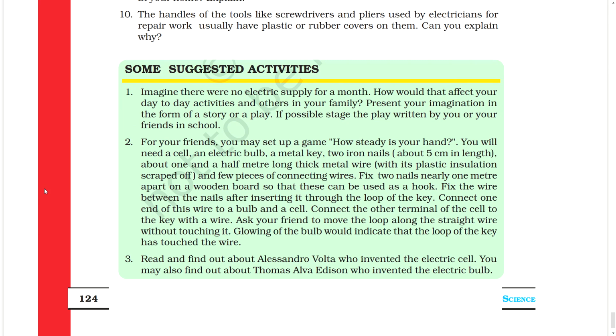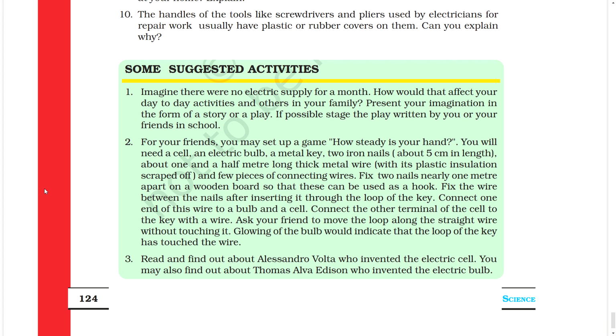Some suggested activities. 1. Imagine there were no electric supply for a month. How would that affect your day-to-day activities and others in your family? Present your imagination in the form of a story or a play. If possible, stage the play written by you and your friends in school.